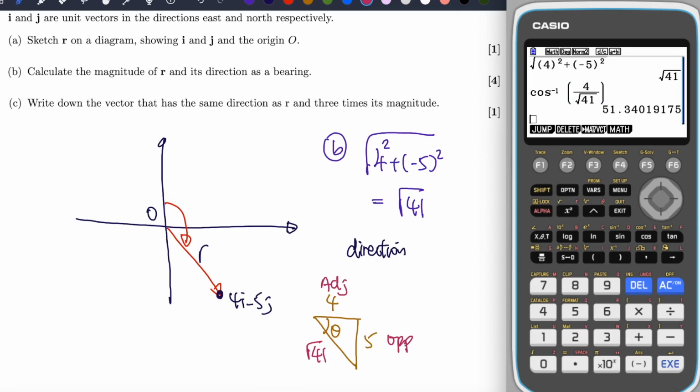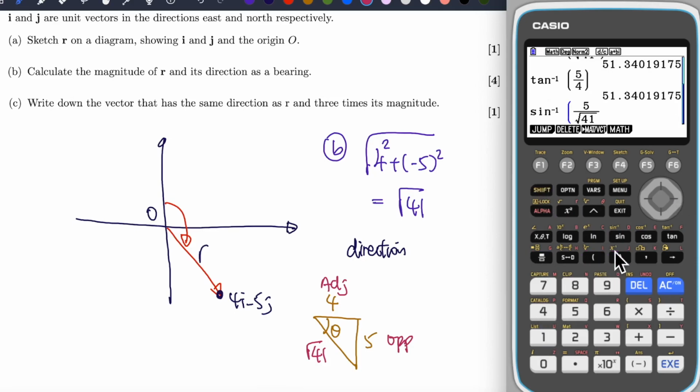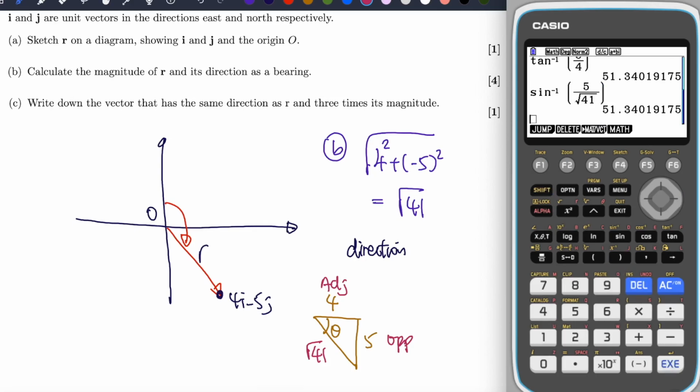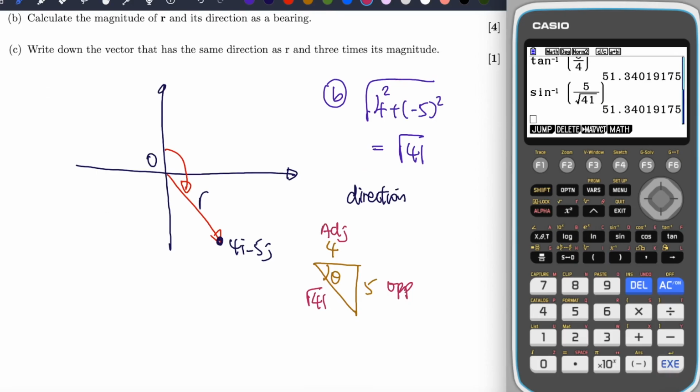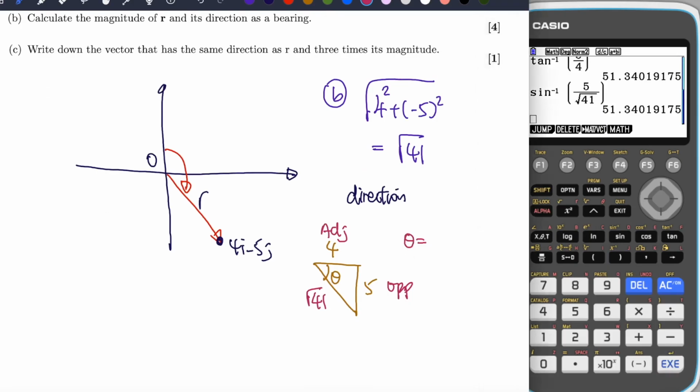Alternatively, you can also do tan inverse of 5 over 4. That will also give you 51 degrees. Alternatively, of course, you can also do sine inverse of 5 divided by root 41, all of which will give us the same angle, in our case 51.3. So angle theta, I'm just going to put some working out. It's going to be tan inverse of 5 over 4, which is 51.3 degrees.